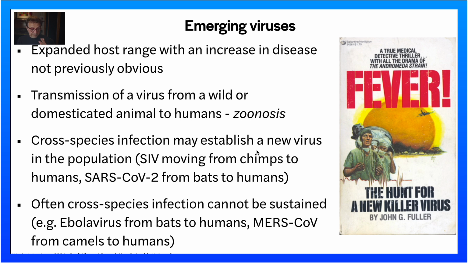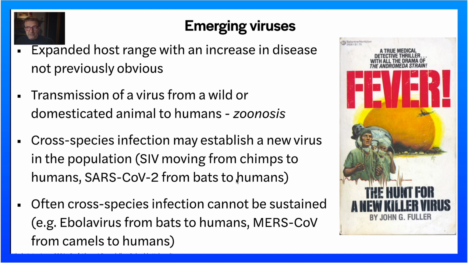Now, sometimes, or often, every time there's a new virus, it comes from an animal. A virus goes from a wild or domesticated animal to a human. It's called a zoonosis. The zoo, the animal part, that's a zoonosis. And sometimes these spillovers from animals to humans establish a new virus in the population, a new human virus. For example, SIV moving from chimps to humans, that's now HIV-1, a human virus. Or SARS-CoV-2 from bats to humans, that's now a new human virus.